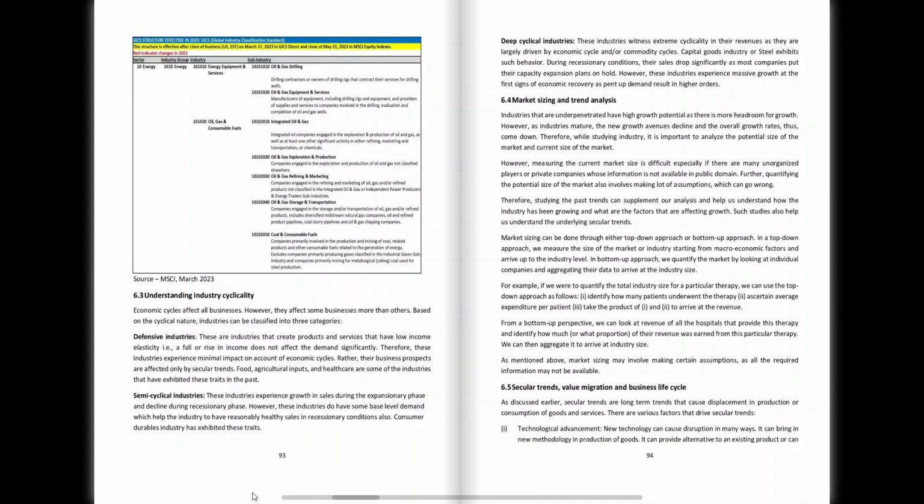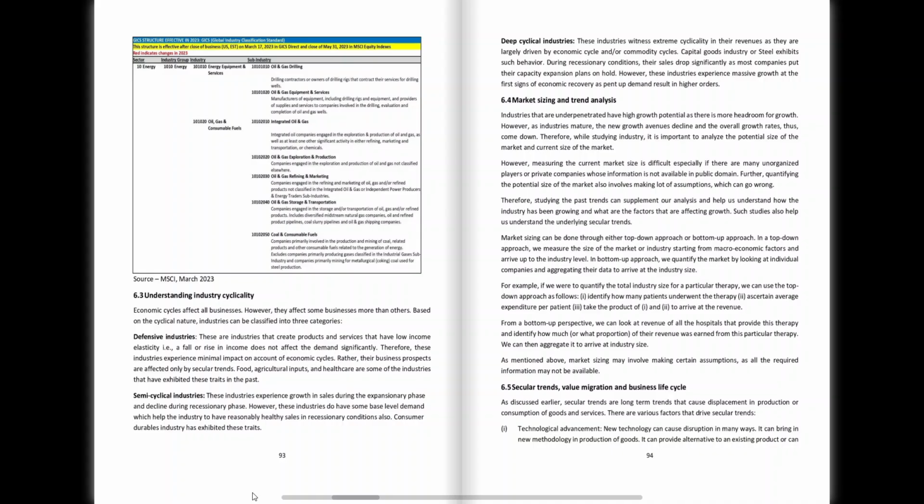Deep cyclical industries. These industries witness extreme cyclicality in their revenues as they are largely driven by economic cycle and/or commodity cycles. Capital goods industry or steel exhibits such behavior. During recessionary conditions, their sales drop significantly as most companies put their capacity expansion plans on hold. However, these industries experience massive growth at the first signs of economic recovery as pent-up demand results in higher orders.